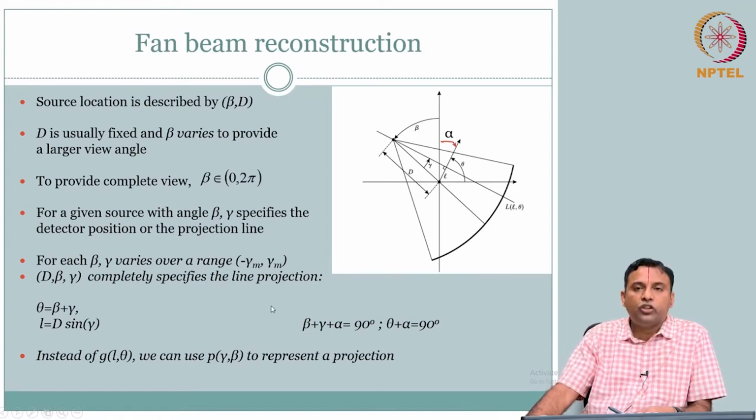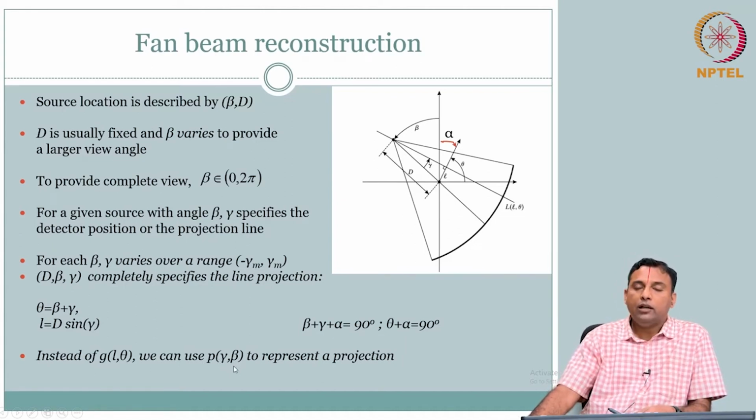So essentially using this geometry, if you go back, we can recognize that we had g of L comma theta representing the projections. Instead of g of L comma theta, to avoid confusion, we can now call it projections at gamma comma beta. Beta is what was theta before, the view angle. Your gamma, which was a line there, we didn't care about that. Now your gamma is specifying the line, which is the detector location. So you can use P of gamma comma beta to represent the projection.